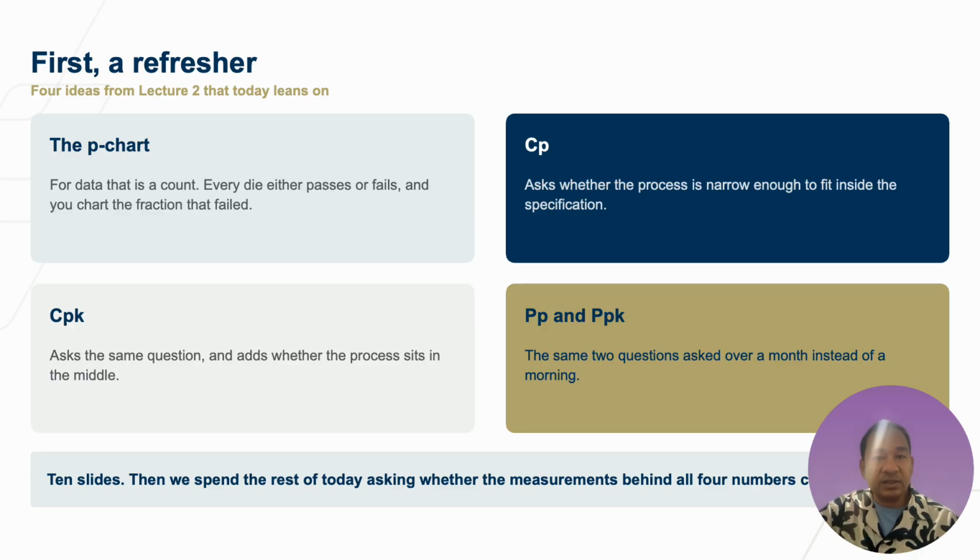Four ideas. The P chart, which is what you use when your data is a count rather than a measurement. CP, which asks whether the process is narrow enough to fit inside the specification. CPK, which asks the same question and adds a second one: does the process sit in the middle? And then PP and PPK, which ask both questions again over a much larger stretch of time. We spend a couple of minutes on each with a picture. If you were comfortable with the last lecture, treat this as a revision. If any of them felt like formulas you memorized, this is the version that should make them mean something.